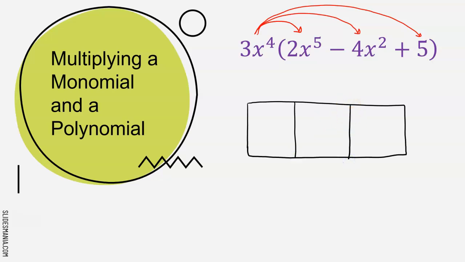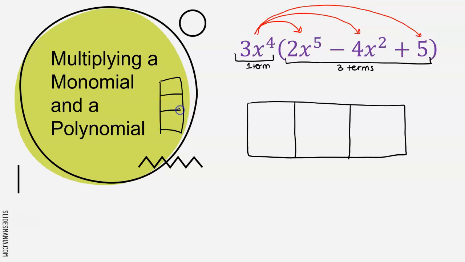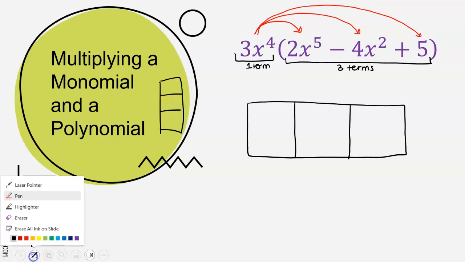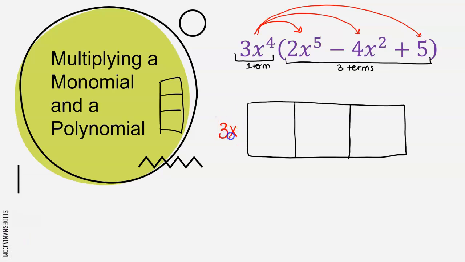Okay, I am going to use what's called the box method. The box method is where I set up a box that's the same dimensions as my polynomials. So this first polynomial has 1 term, and this second polynomial has 3 terms. So I made a 1 by 3 box. We could also make that box going vertically if you would prefer. But the big thing is once you get that box made, you're going to set your monomial on the side that has one box, and I'm going to set my trinomial across the top. I'm going to give every term its own box.